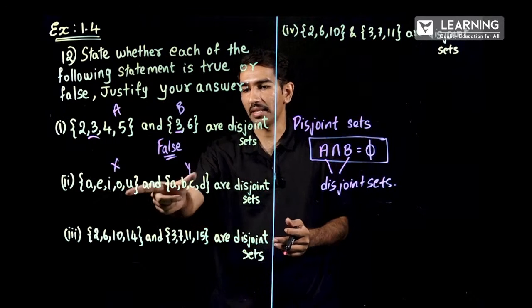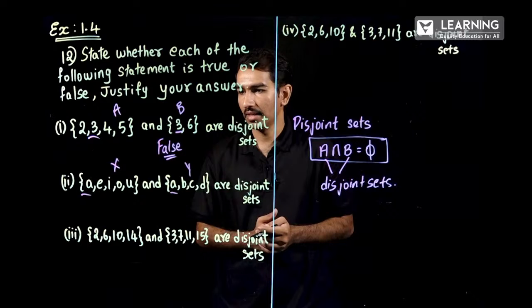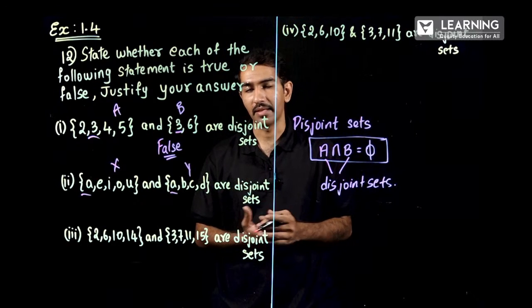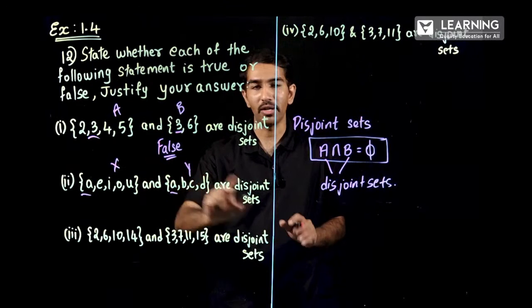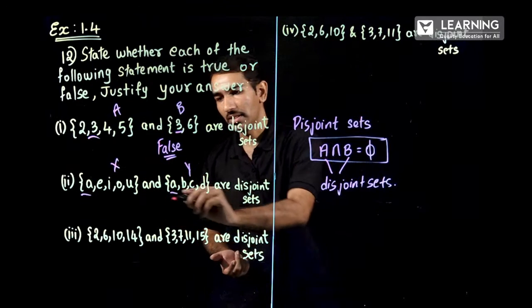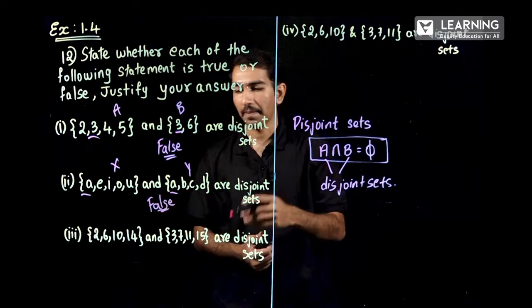Anything common between X and Y? There is a common element called A. Apart from that, anything else? Nothing. So there is something common between X and Y, right? So now X and Y are not called disjoint sets. So this is also false. They are not disjoint sets. Okay, going on to the next one.